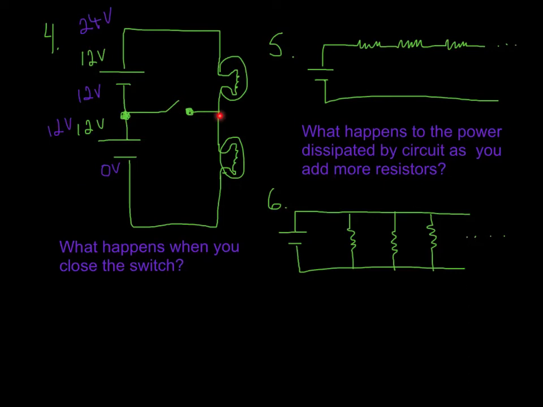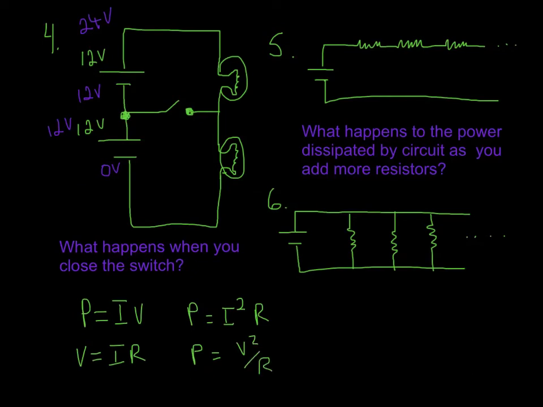Maybe these are easy, maybe not. Let's write down some equations for power, just so we know what power is. One way to write power is I times V. And because we know V equals IR, we can also write P as I squared R. We can also write P as V squared over R. That's just using Ohm's law.